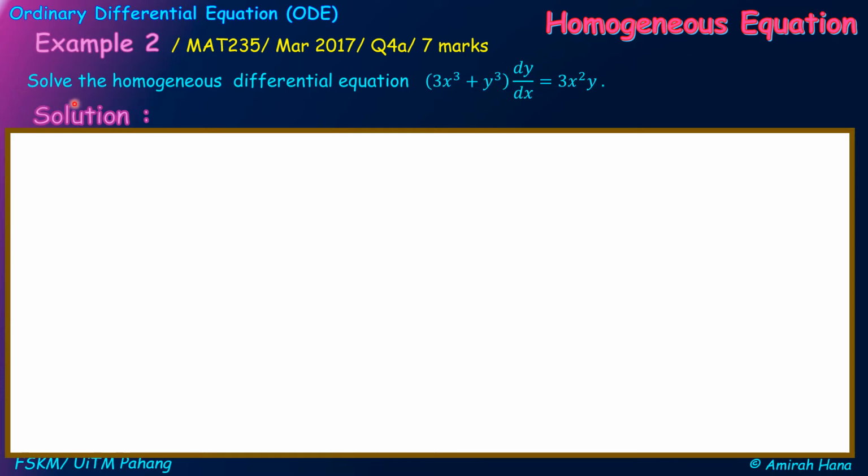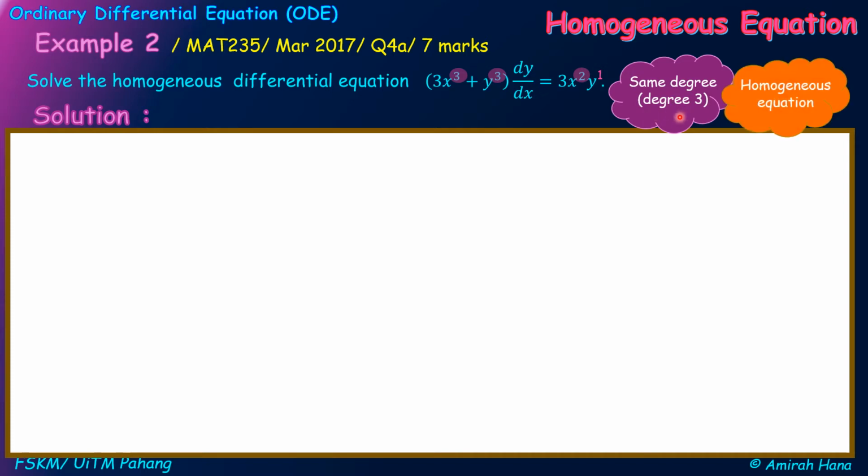Solve the homogeneous differential equation (3x cubed plus y cubed) dy over dx equals 3x squared y. From here, we have x cubed, y cubed, x squared, and y to the power of 1, which is the same degree 3. So we can solve this first order ODE using homogeneous equation.